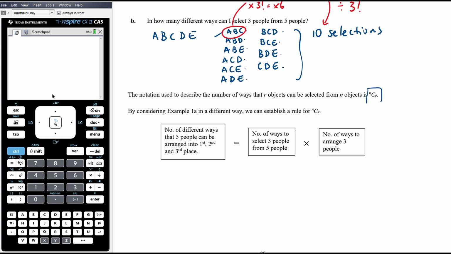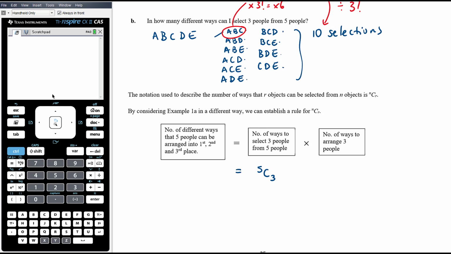Okay, so essentially what we're saying here is that in the same way that the number of ways to arrange n objects in r positions is nPr, the number of ways to select r objects from n objects is nCr. When we say that, we tend to read that as n choose r. The C actually stands for combinations. If we have n objects and we want to select r combinations of those objects, how many ways can that be done? But nCr I always read as n choose r. I have 5 objects from which to choose 3. So in this particular case, the number of ways to select 3 people from 5 people, that's 5C3.